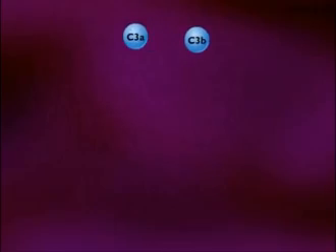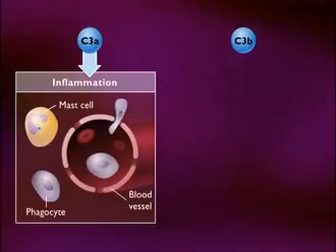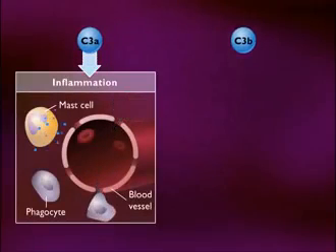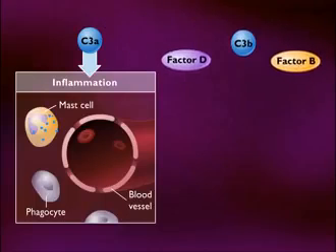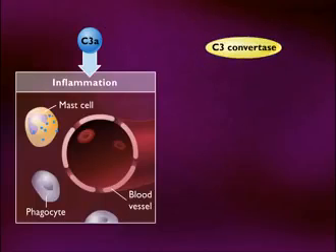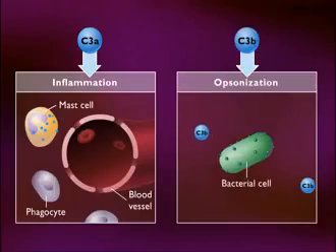Both of these pathways of complement activation follow the same sequence after cleavage of C3. C3A is involved in stimulating inflammation. C3b reacts with other complement components to form C3 convertase, which forms more C3A and C3b. C3b also attaches to the surfaces of microorganisms.